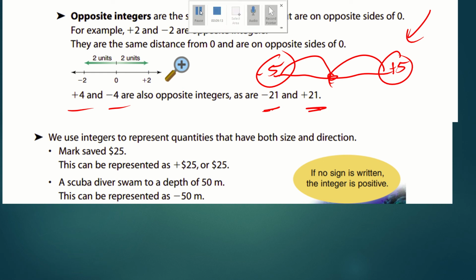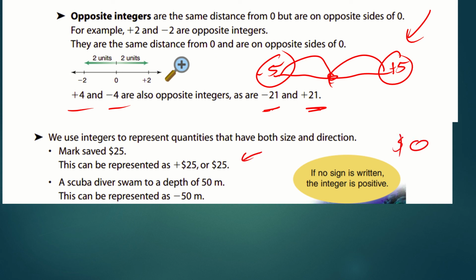Another example: we can use integers to represent quantities. Quantities are numbers that have both size and direction. So Mark saved $25. If you have $0 at the start and you added 25 because you saved it, your integer is going to be plus 25. Let's say you spent $25, then my integer is going to be negative 25.